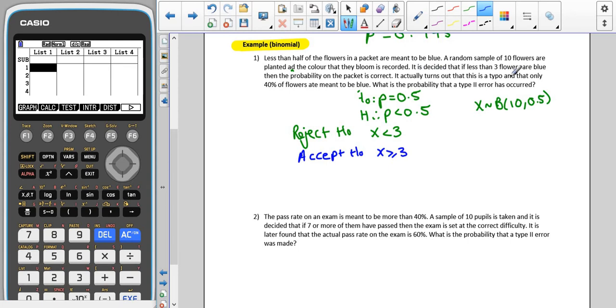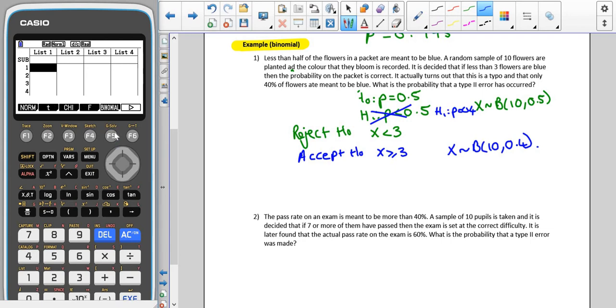It actually turns out that it's a typo and only 40% of the flowers are meant to be blue. So we're changing our H1. Our H1 is actually that P is 0.4. So when we're finding the probability of making a type 2 error, we are going to be finding the accept H0 region, but using X squiggle B 10, 0.4.